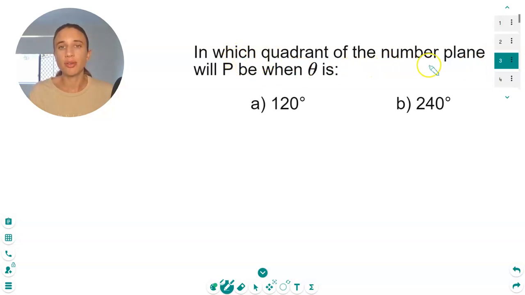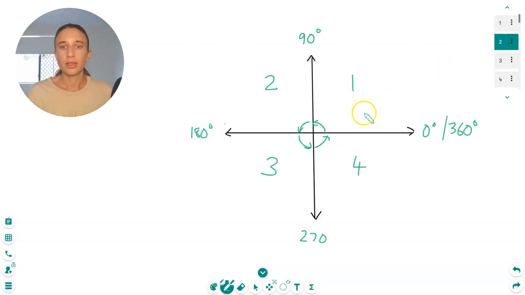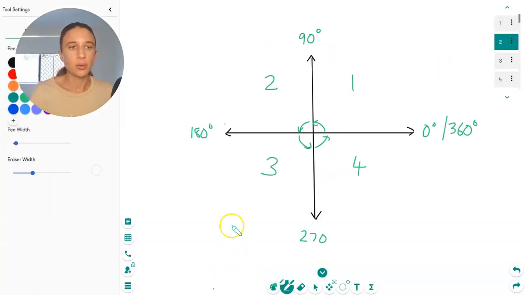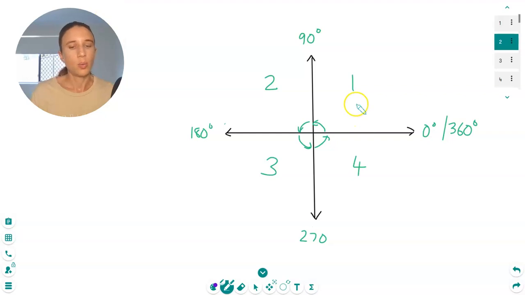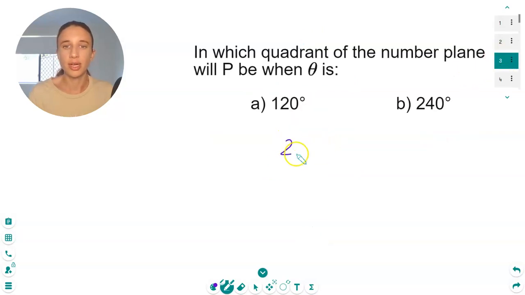So in which quadrant of the number plane will P, a point on the unit circle, be when theta is 120? When theta is 120. So we can come back here because we've drawn it and let's draw in theta, 120. So the first quadrant is between 0 and 90. The next quadrant is between 90 and 180. So that's where the angle theta will lie. Okay, so it lies in quadrant 2. So we can just write that.